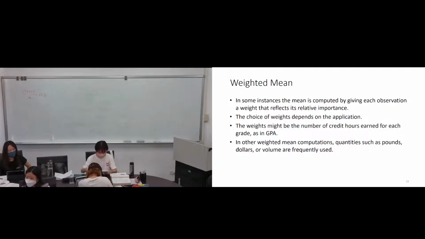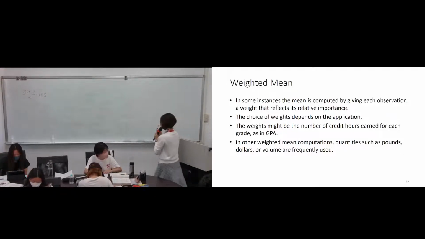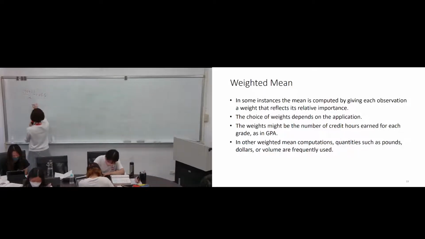Now let's see the weighted mean. Usually we calculate our GPA based upon weights. So how do we calculate GPA? For example, you are taking statistics, and that's 3 credit hours. Suppose you obtain a 90 for the class.